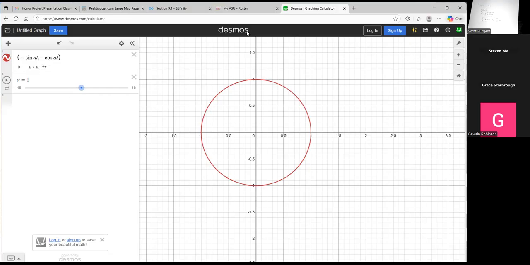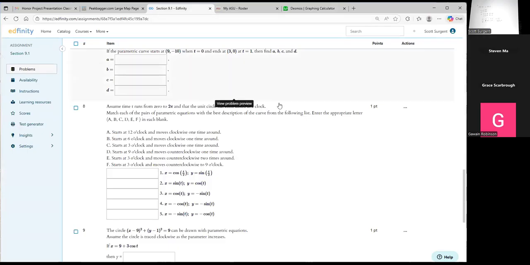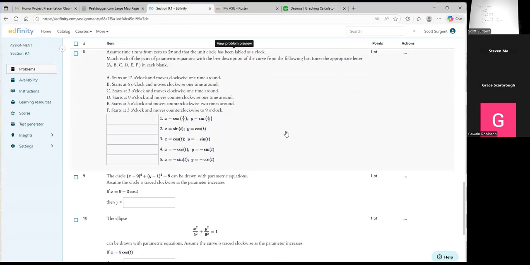Okay. Yeah, Desmos is your friend. Can you see my Desmos screen? I'm not sure. Can you see that? Yeah. Now, if I switch to Affinity, can you see that now? Yeah. Okay, good.